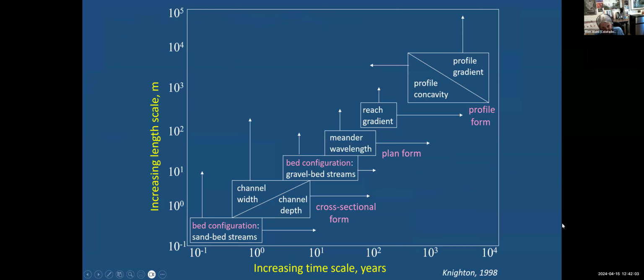This is a diagram I use a lot from David Knighton's textbook on fluvial forms and processes from the last millennium, where he's got increasing length scale on the y-axis from essentially instantaneous changes to geologic timescales at the top, and then moving from left to right on the x-axis, the very local, like dunes and ripples in a sandbed channel, to catchment scale processes.